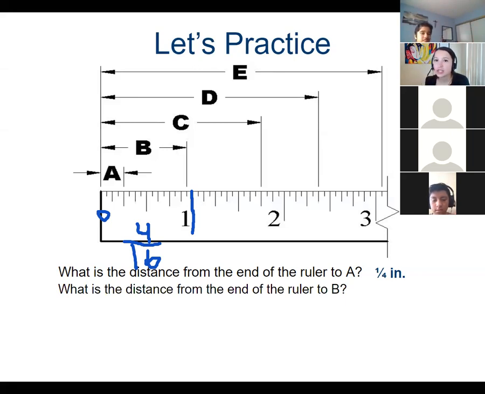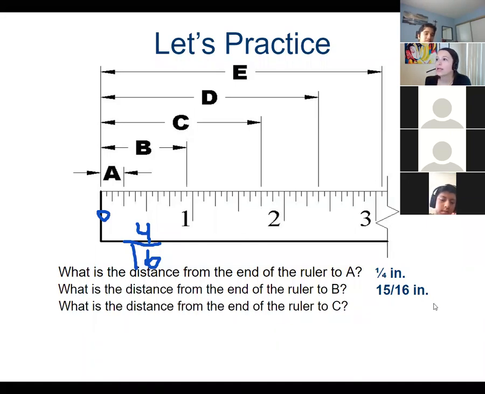All right, B. B is right before the 1. So what fraction would be B? 15 over 16. I agree. So you could have done some subtraction there. I know this is 16 over 16 because it's one whole, and one less would be 15 over 16. Sometimes it's easier to do some subtraction. Okay, letter C. Letter C is going to have a whole number. I'll give you guys a 30-second head start. Don't shout out anything.